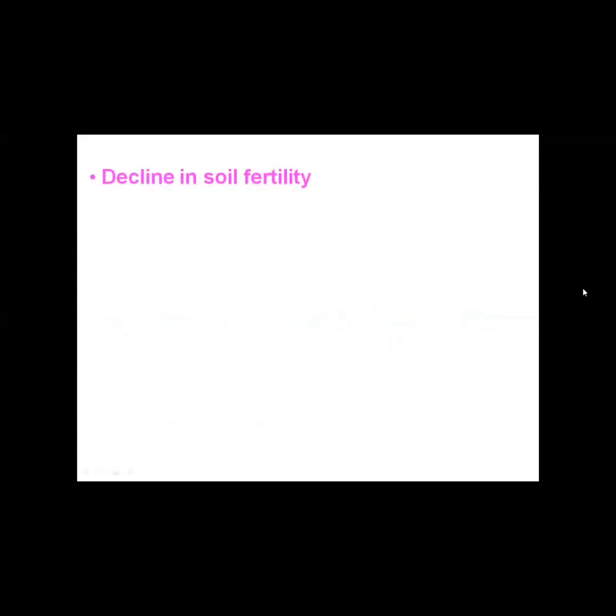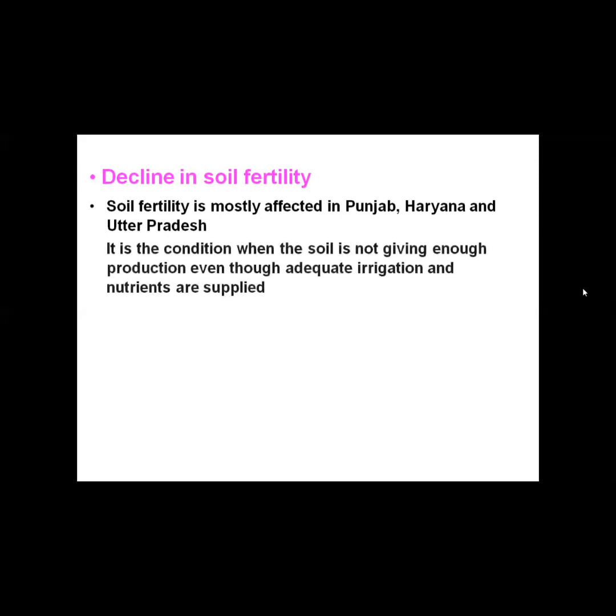Decline in soil fertility. Soil fertility is mostly affected particularly in Punjab, Haryana as well as Uttar Pradesh. It is the condition when the soil is not giving enough production, even though adequate irrigation or nutrients are supplied for the cultivation of the crops. Even though irrigation or nutrients are supplied, it will not give enough production from that soil.